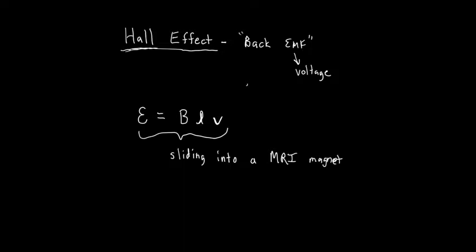Because this is basically what I'm doing. I've got a huge giant magnet. So there's my MRI tube. And I'm taking a patient. And that patient is a conductor. That patient is a conductor that has a certain width. We'll call that width L. I'm going to slide this patient into this magnetic field.